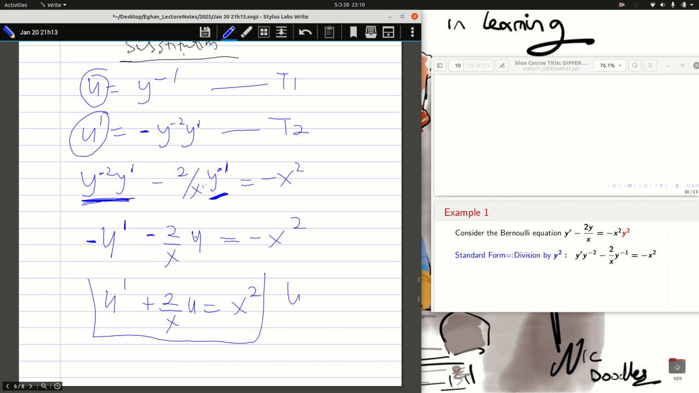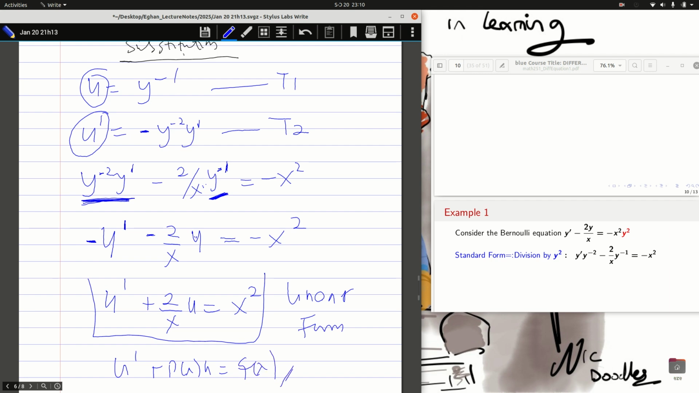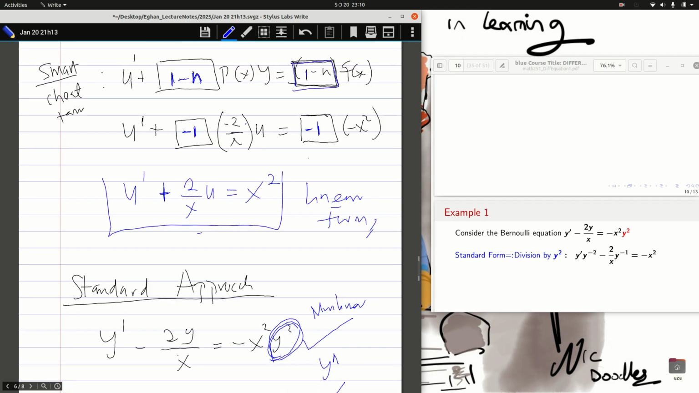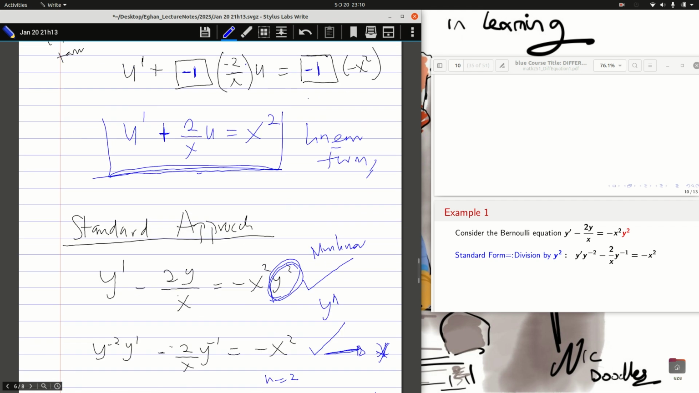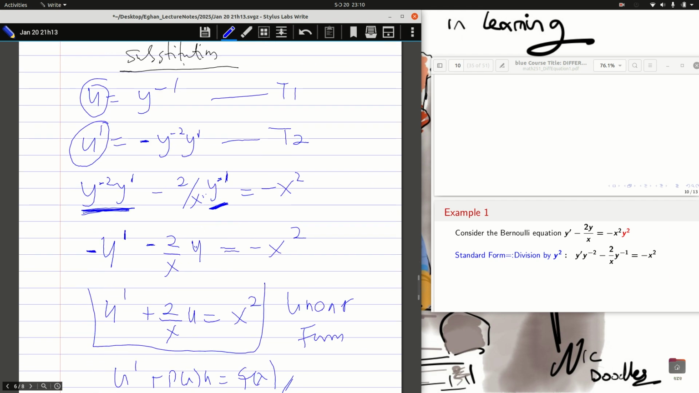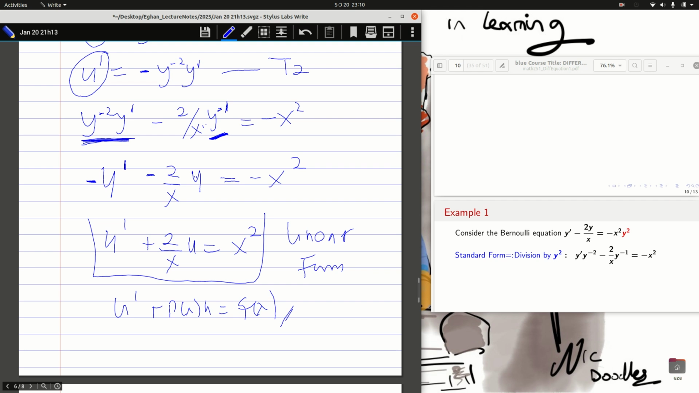Now this is a linear form. You should know that this is u prime plus p of x u is equal to q of x only. It is linear. This linear form, and then when we were using the cheat, it's just a smart way. You realize that they are the same. There's nothing different in the linear form from the smart or the cheat form, and going through the standard approach, it is still the same. And then you go through your linearity approach to solve this problem.